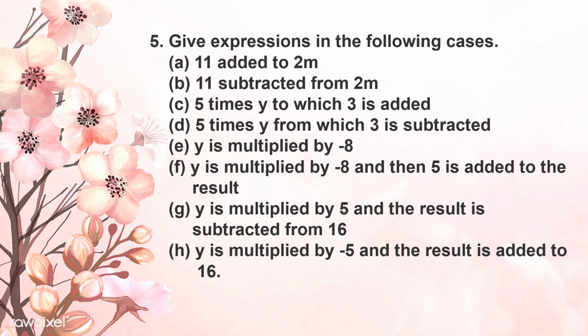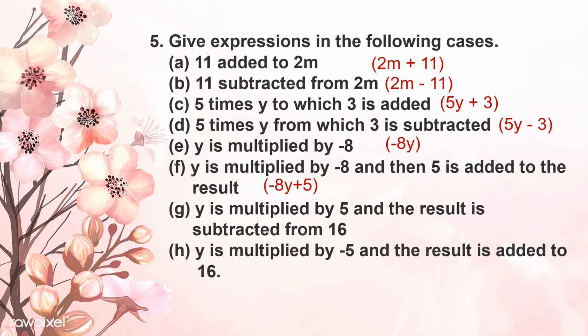Give expressions in the following cases. The same question. 11 added to 2m. So 2m plus 11. 11 subtracted from 2m. So 2m minus 11. 5 times y, that is 5y, to which 3 is added. So 5y plus 3. 5 times y, 5y, from which 3 is subtracted. So 5y minus 3. y is multiplied by minus 8. So minus 8y, and then 5 is added to the result. So minus 8y plus 5.